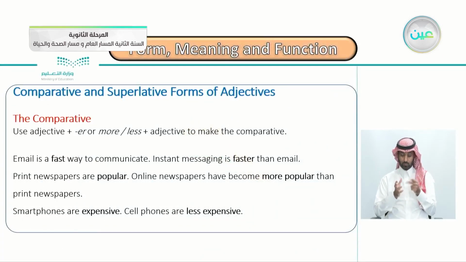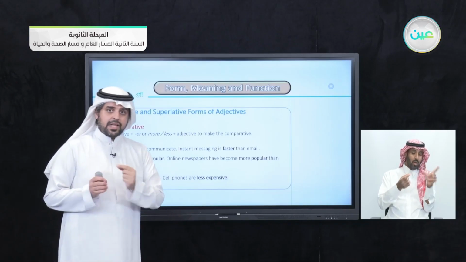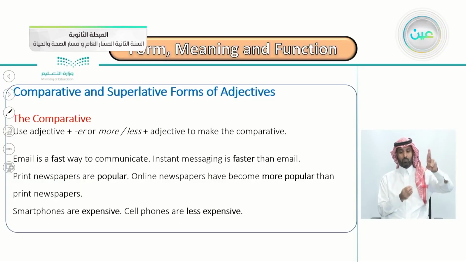So we're beginning here in the form, meaning, function. We're beginning with the comparative and superlative forms of adjectives. Let's read together and study here. The comparative: here, we use adjective plus er. So we add er, or more or less plus the adjective, to make the comparative. So we have two kinds here. We can take the adjective and add the letters er, or use more or less, then we write the adjective. Why? To make the comparison, to make the comparative.